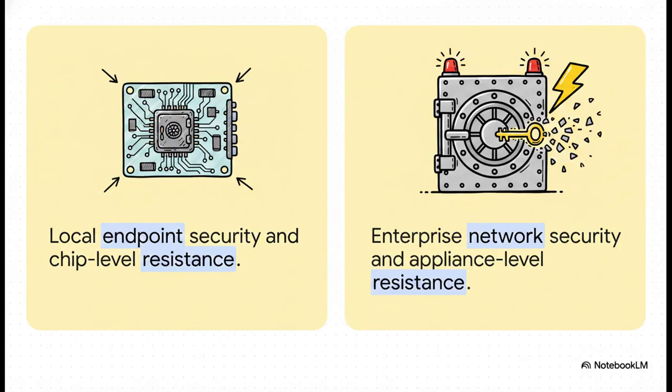You move from a TPM to a hardware security module, or HSM. While the TPM is a relatively low-cost chip sitting on your motherboard, the HSM is a centralized, high-performance physical appliance directly attached to your network.